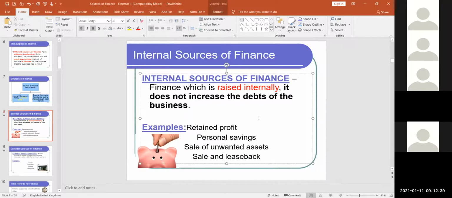Okay, so what are the types of these sources of finance? Number one, retained profits, as we said. Number two, personal savings.